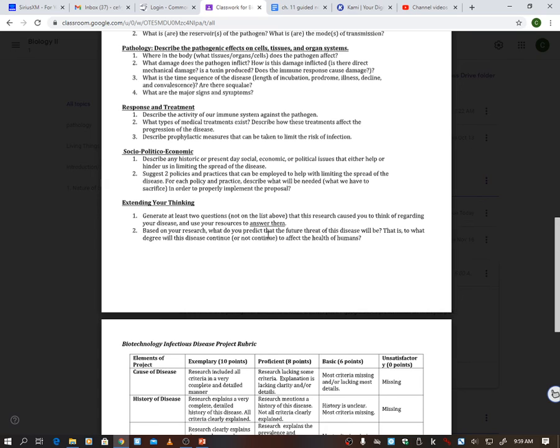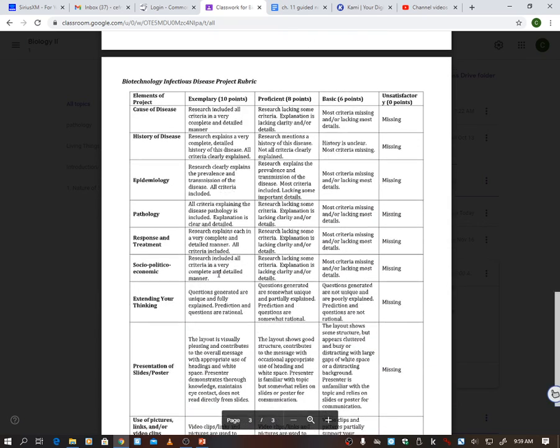Based on your research, what do you predict the future threat of this disease will be? That is, to what degree will this disease continue or not continue to affect the health of humans? What do you predict? No right or wrong answer. So this extending your thinking, there are no right or wrongs. So just keep those in mind as you're researching.